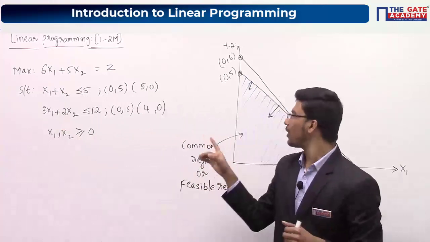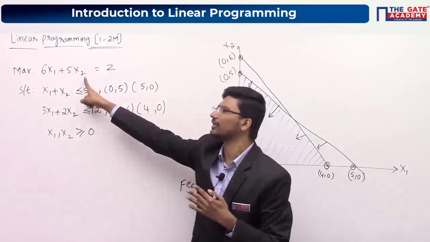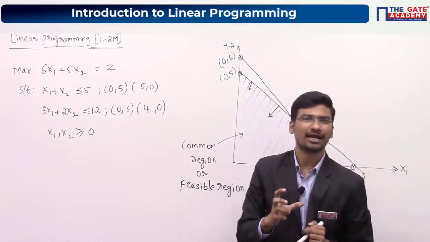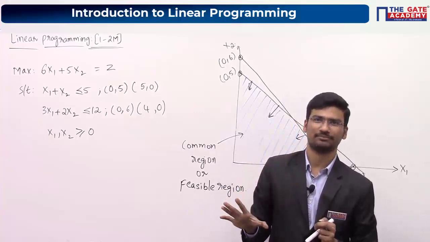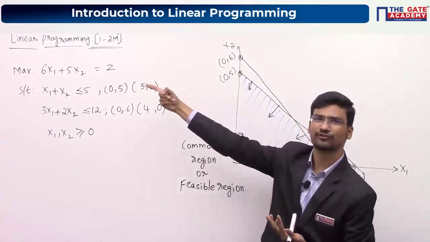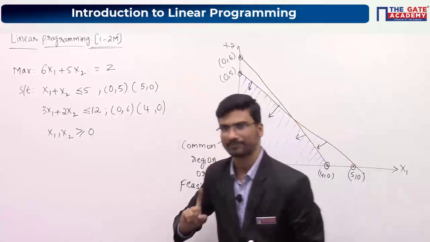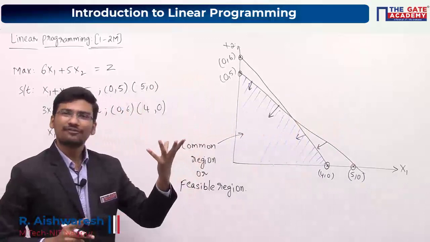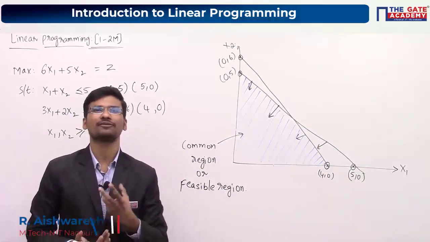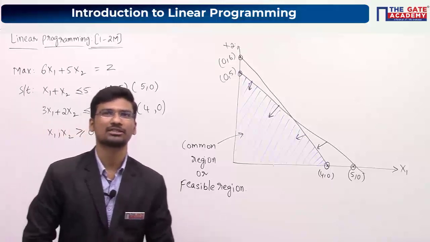Now if you take any point from this feasible region and substitute that particular point in the objective function, you will get some solution. That solution we call a feasible solution because it is a feasible point. So you are substituting one feasible point in the objective function. The solution which we are getting will be a feasible solution. Now how many feasible solutions are possible for us? Please reply.